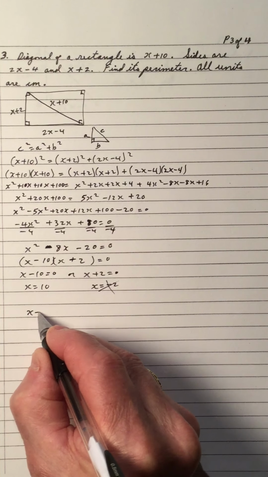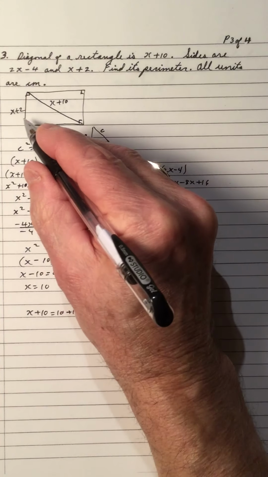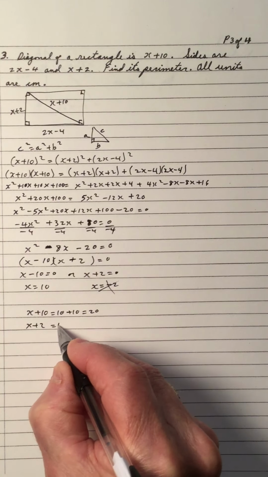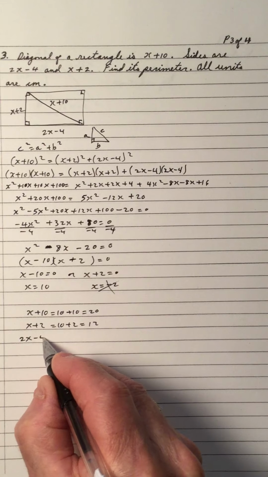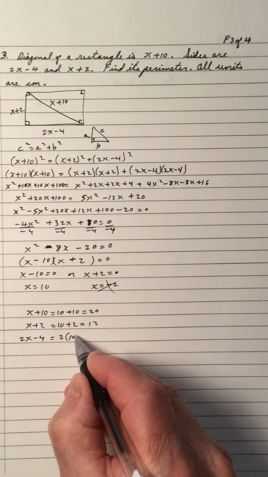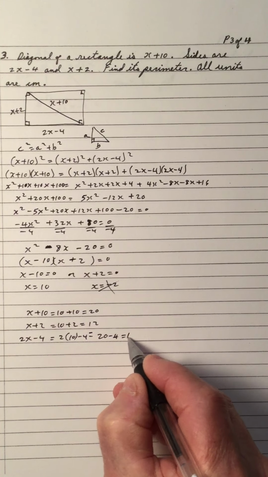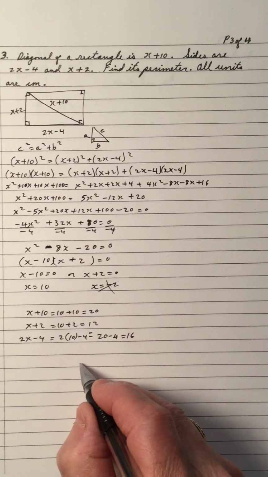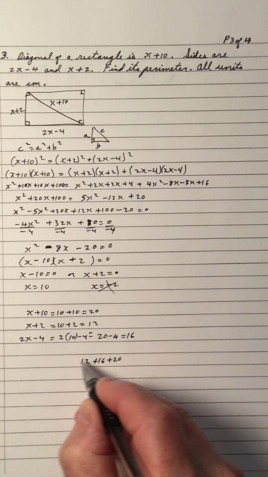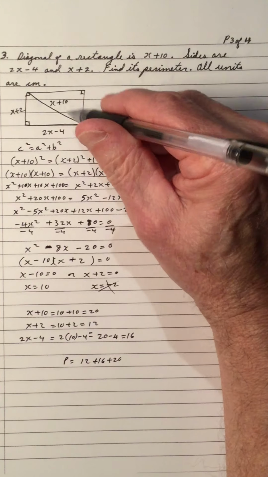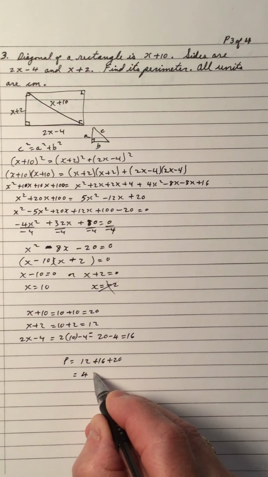So the sides are x plus 10, so that's 10 plus 10 is 20. And x plus 2 is 10 plus 2, which is 12. And we got 2x minus 4 is the other side, so x is 10. So that makes it 20 minus 4 is 16. So the sides are 12 plus 16 plus 20, because we have to get not only the length of the sides, which we need, but we also got to do the perimeter. And when we add all them up, we get a 48.